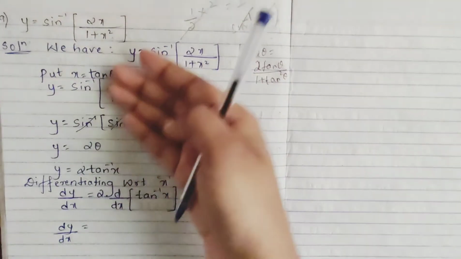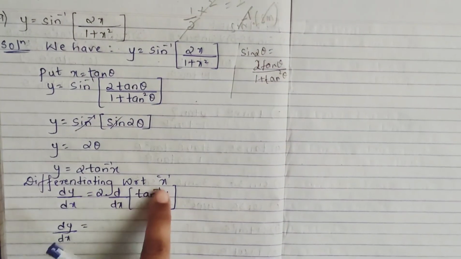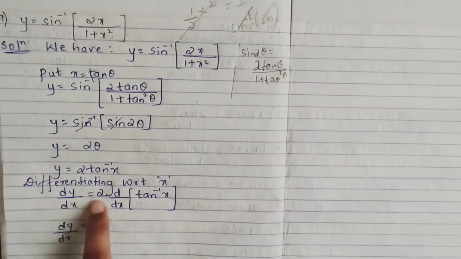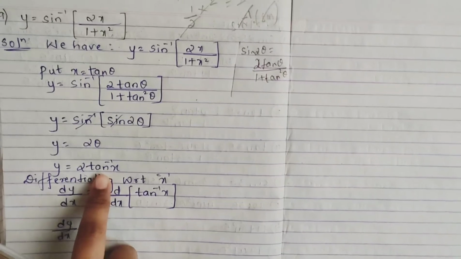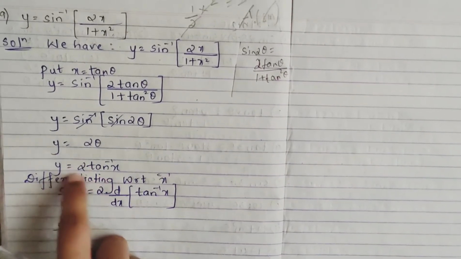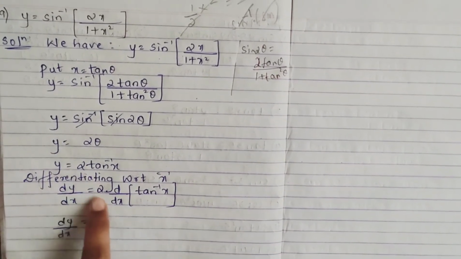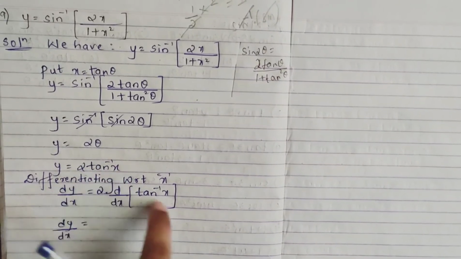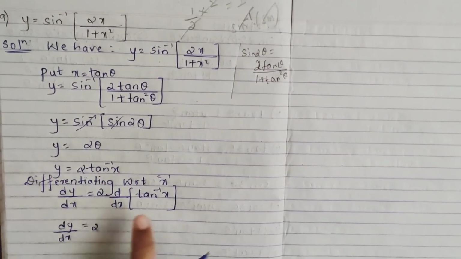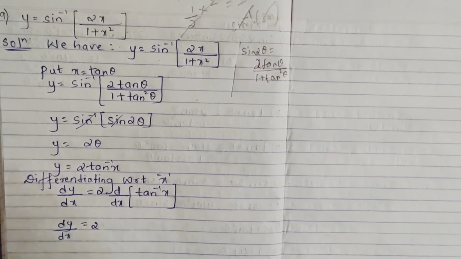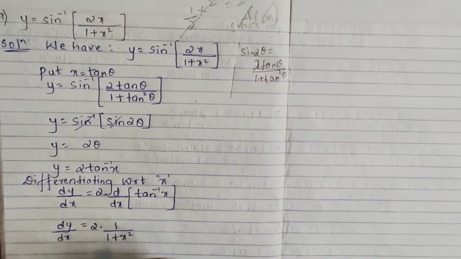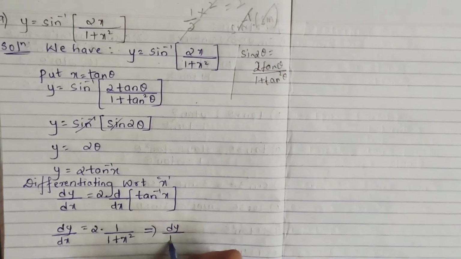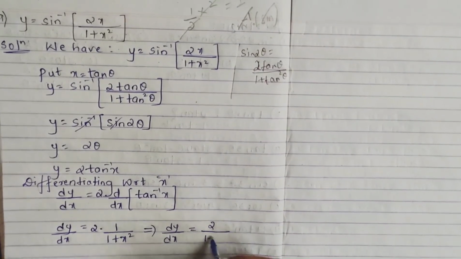Whenever you have such problems, simplify it, then you have to differentiate. Differentiating with respect to x, dy by dx is equal to 2 into, see here you can apply your UV rule only, as I have said. Because when you do this, the constant will be 0, so directly I can do it, keeping your 2 as it is and differentiating your tan inverse x. Differentiation of tan inverse x is 1 by 1 plus x square. So your final answer is dy by dx is equal to 2 divided by 1 plus x square.